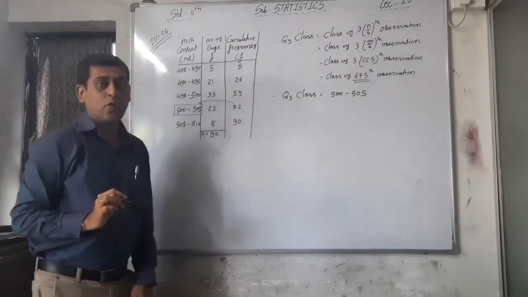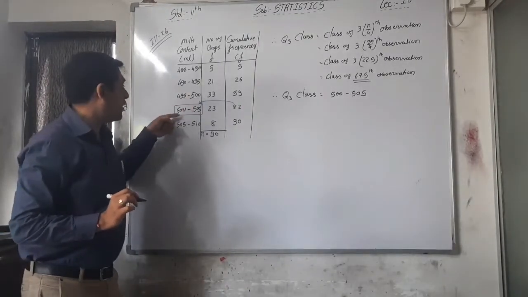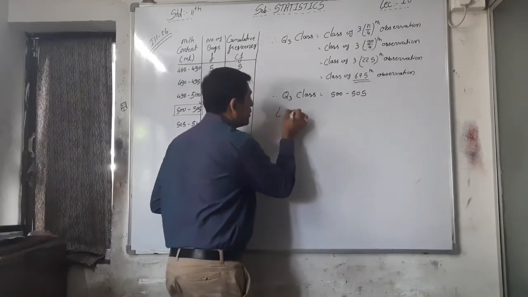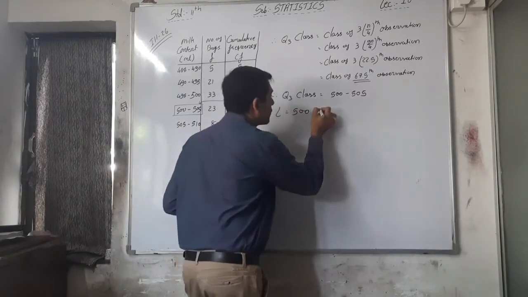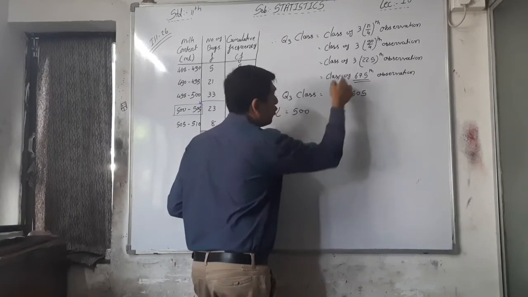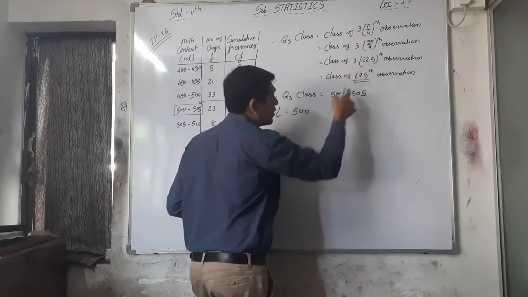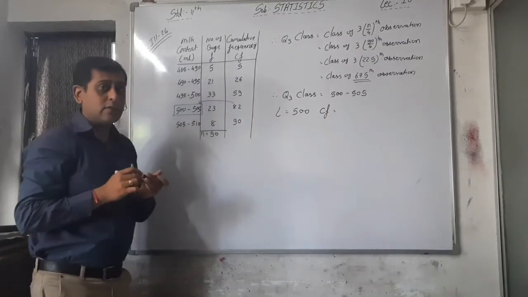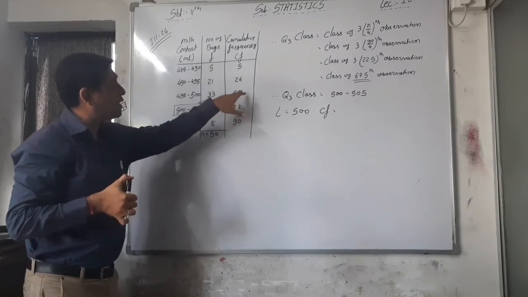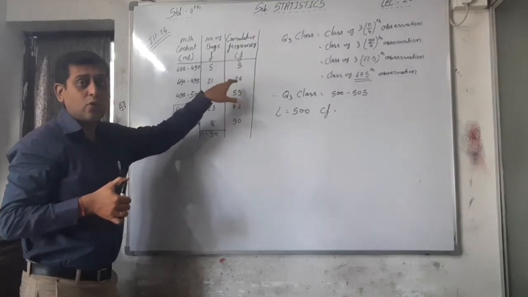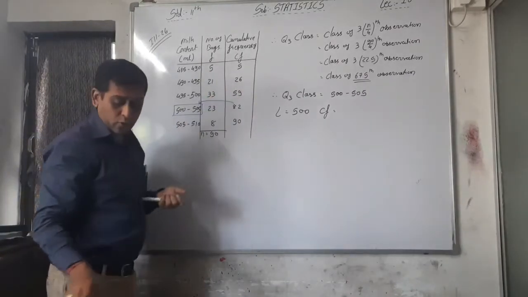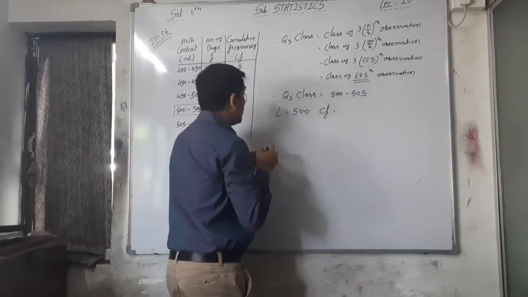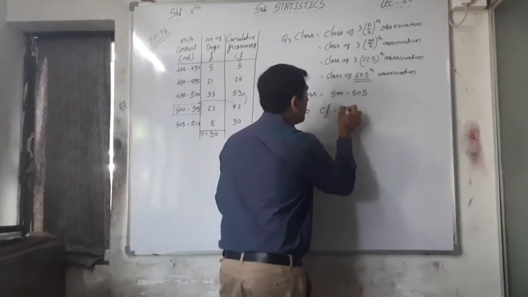Now for that, first of all, what is L? See here, 500, so you have to write L is equal to 500, as there is no change. Then 3n by 4, that is 67.5. Then CF. What is CF? The CF is the cumulative frequency of the previous class of the Q3 class. That is 59. So your CF is equal to 59.